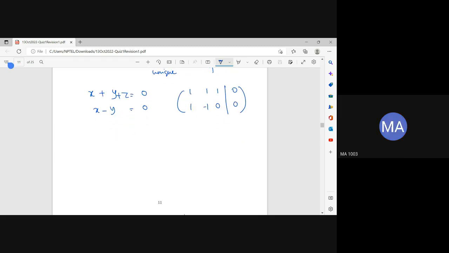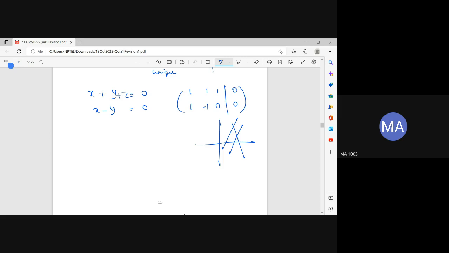Any other doubts? Ma'am, after seeing the question, how can we tell that it has a unique solution, no solution, or infinitely many solutions? Just by seeing, if you have the geometrical representation, you can tell based on whether the two lines intersect or are parallel. Otherwise, you have to convert it into an augmented matrix and then RREF.